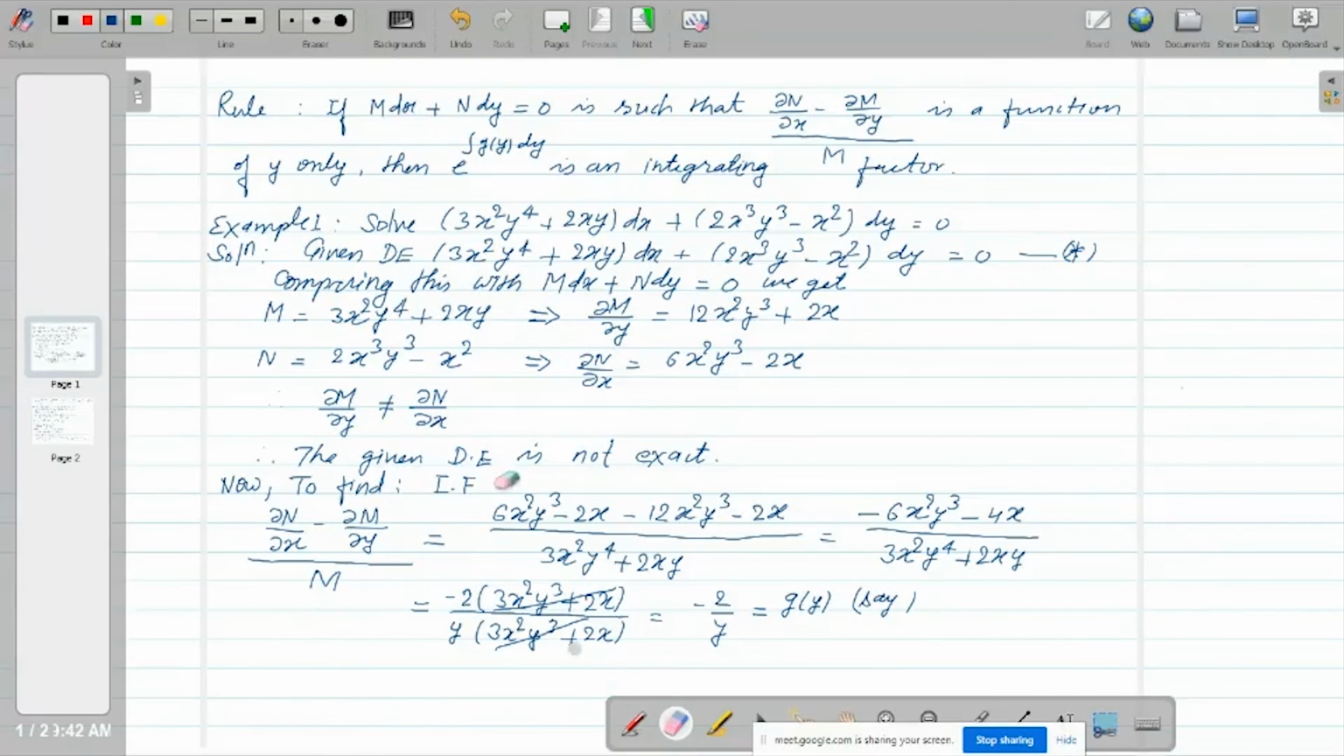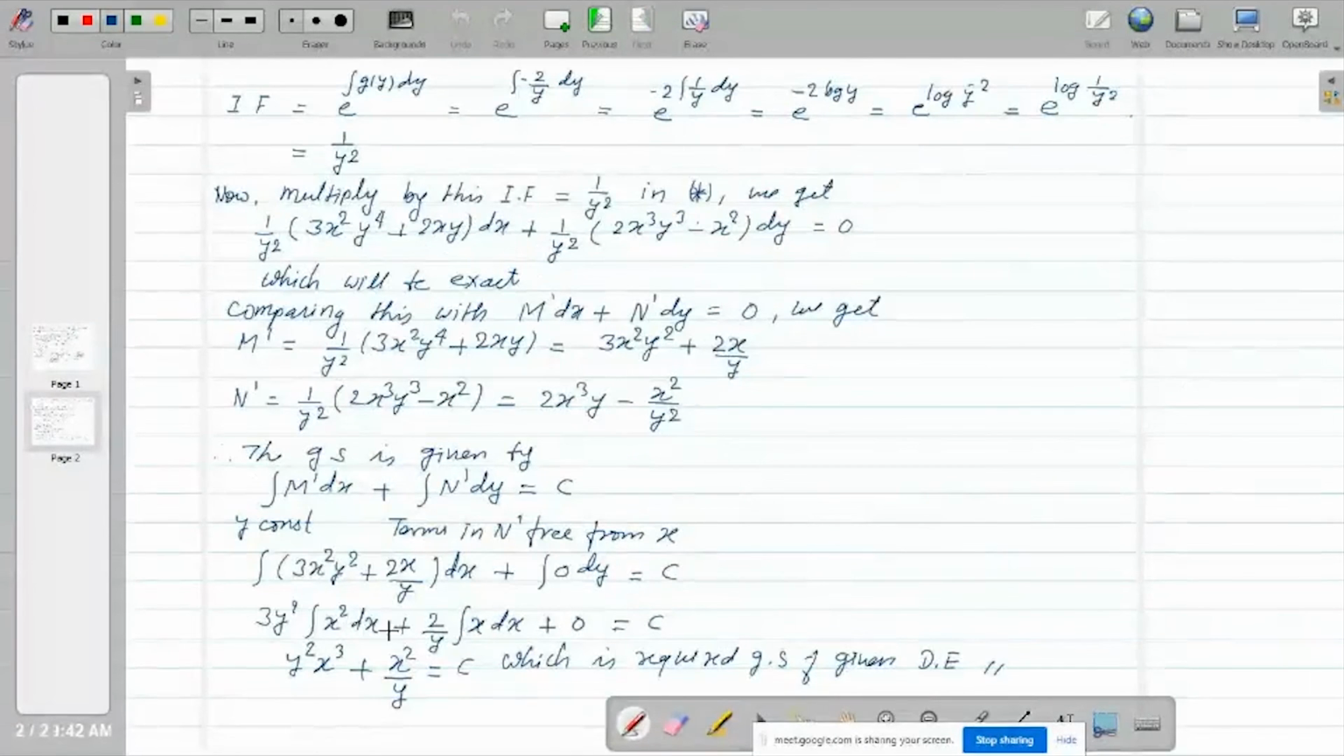This is rule number 4. This is rule number 4. 2, 3 we already did. Okay. So your exact differential equation is finished.